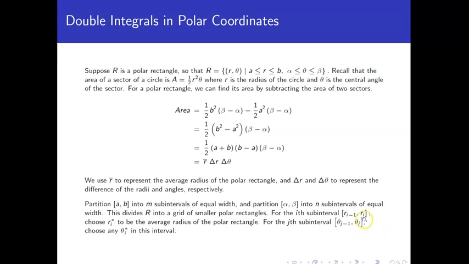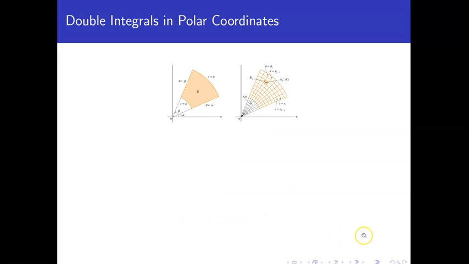All right, so just like what we did before, choose a sample point in the ith subinterval for r and a sample point in the jth subinterval for theta. That should be a theta sub j there. The area of each of these rectangles, then, if I'm going to choose the r to be the average radius, the area of each of these rectangles will be r sub i star delta r delta theta.